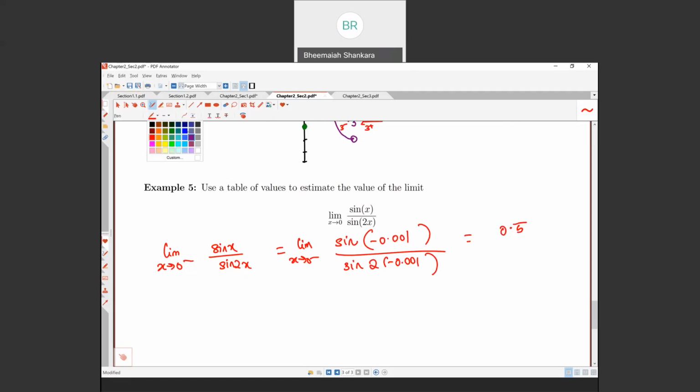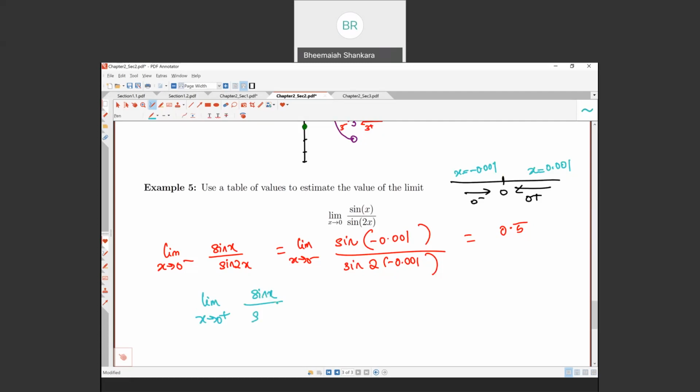So when x is approaching 0 minus, we don't plug in 0 itself for the x value. But what you do is on the number line, you want to mark that this is 0 minus and this is 0 plus. For 0 minus, you're allowed to choose a value of x which is approaching 0 from the left, -0.001, and approaching 0 from the right, 0.001. And then similarly, you want to try one more calculation for x approaching 0 plus. You have sin x divided by sin 2x, and the limiting value is 0.5.